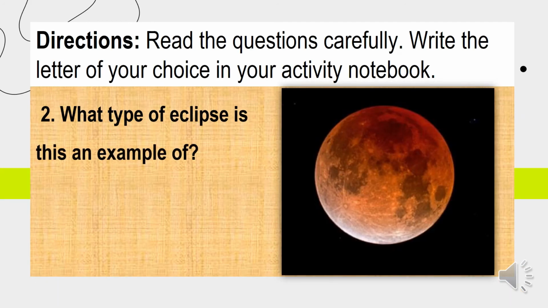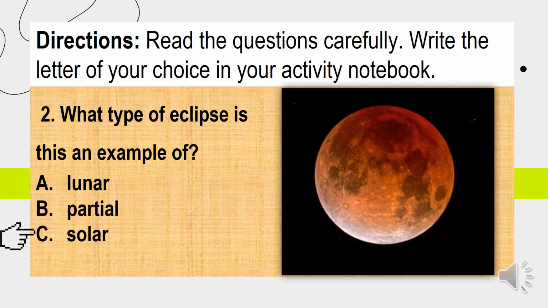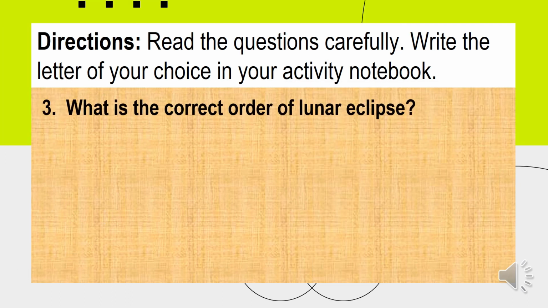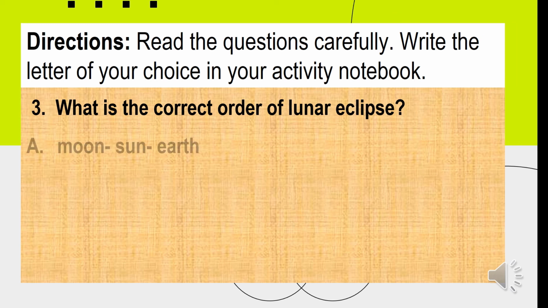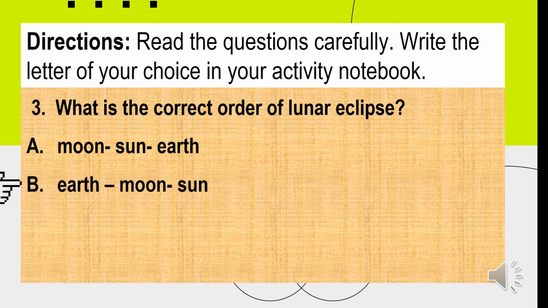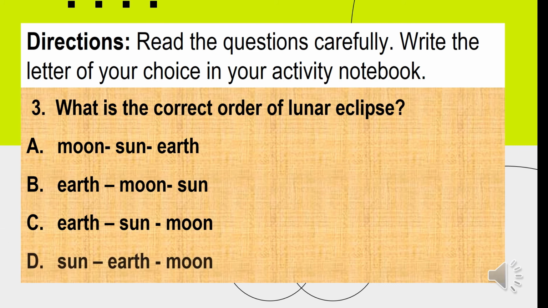2. What type of eclipse is this an example of? A. Lunar. B. Partial. C. Solar. D. Total. 3. What is the correct order of lunar eclipse? A. Moon, Sun, Earth. B. Earth, Moon, Sun. C. Earth, Sun, Moon. D. Sun, Earth, Moon.